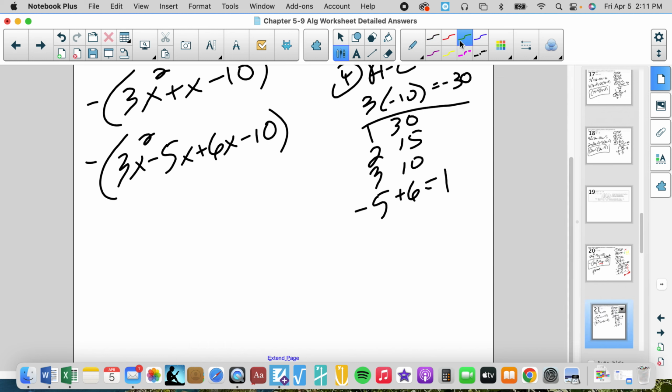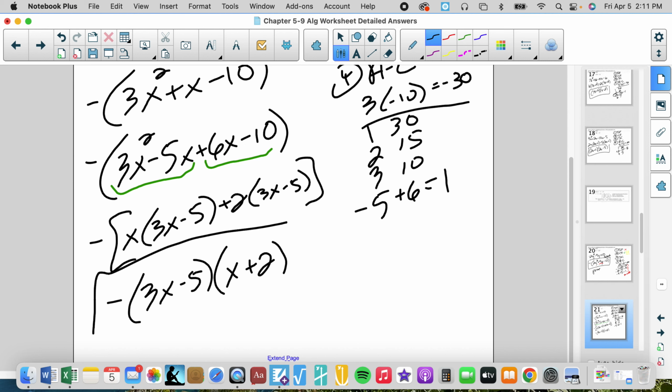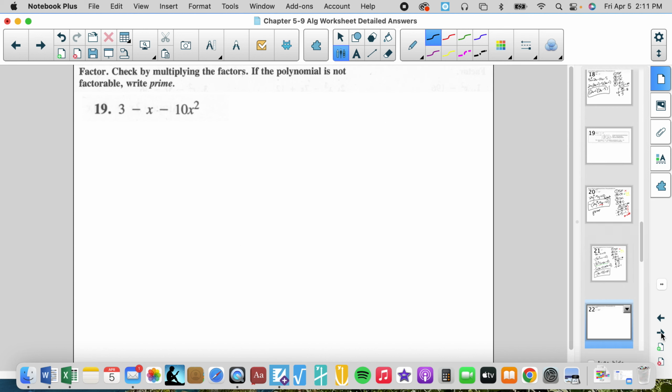Factor by grouping. Let's group the first two and group the second two. So we have the opposite of, what are we going to factor out of the first two? An x, which gives us 3x minus 5. What are we going to factor out of the second two? A positive 2, which gives us 3x minus 5. So we have the negative, we have the 3x minus 5, and then we have the x plus 2. Good. Nice, efficient. We're doing it.